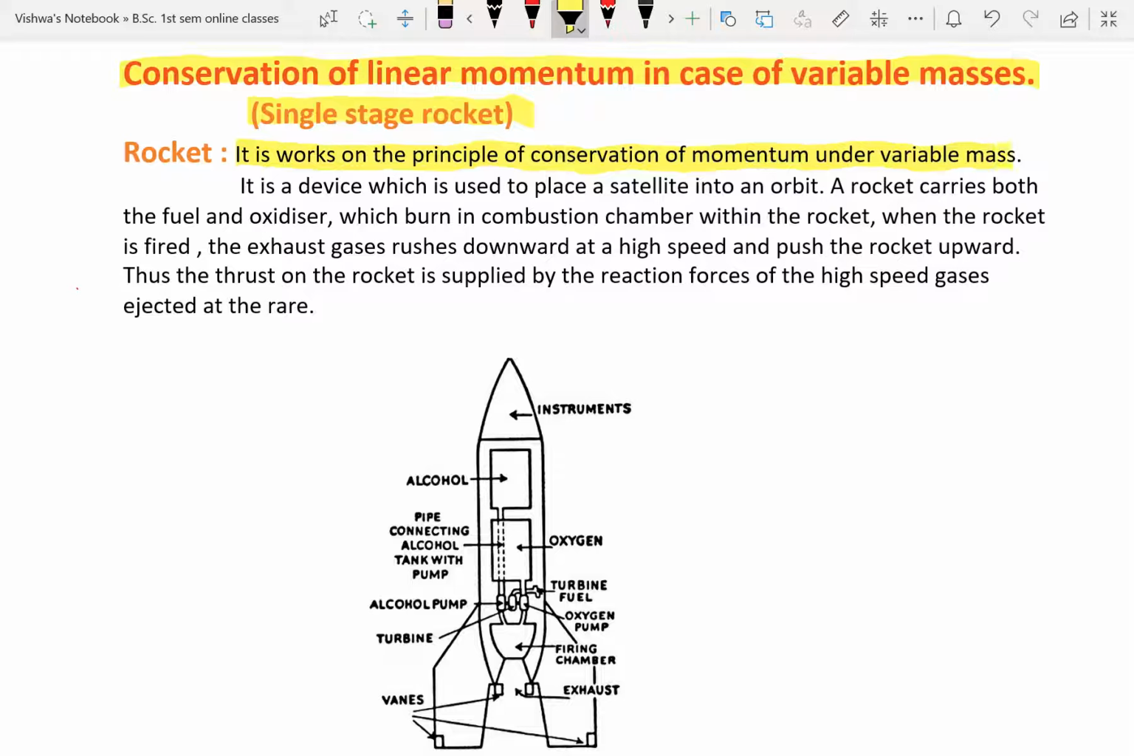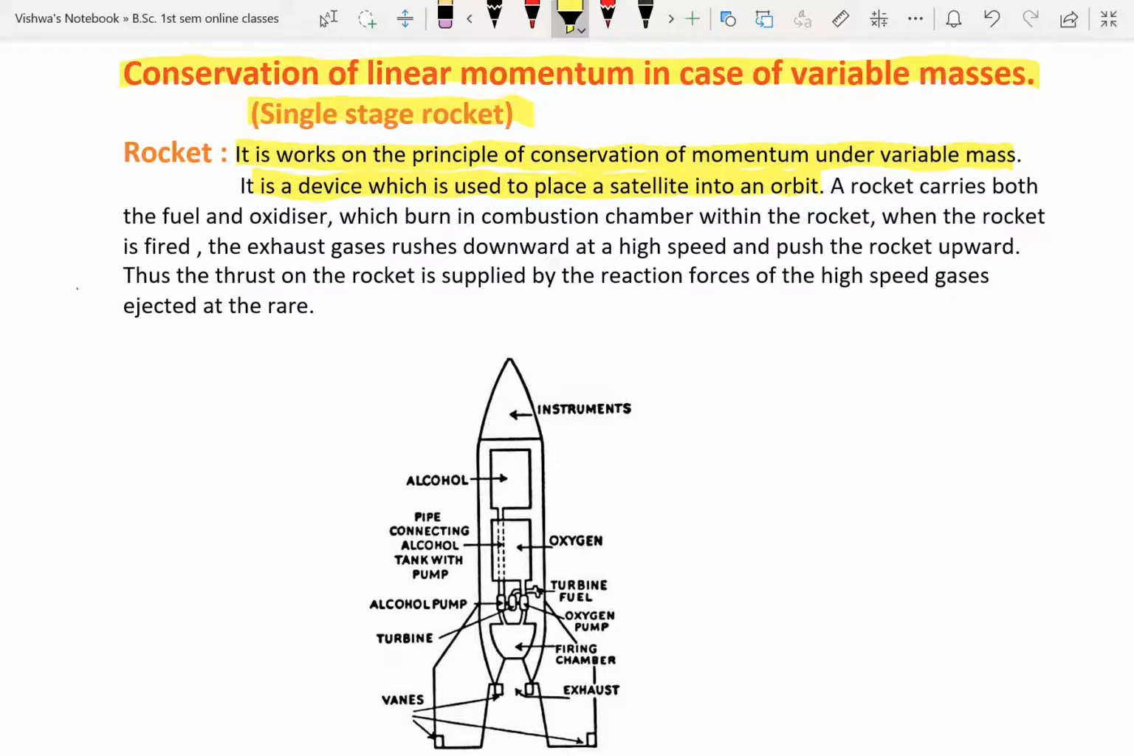Till now you know that the principle of rocket is Newton's third law of motion: there is equal and opposite reaction. So the rocket follows the motion under the principle of Newton's third law of motion, and its actual principle is conservation of momentum under variable masses. A rocket is a device which is used to place a satellite into an orbit.